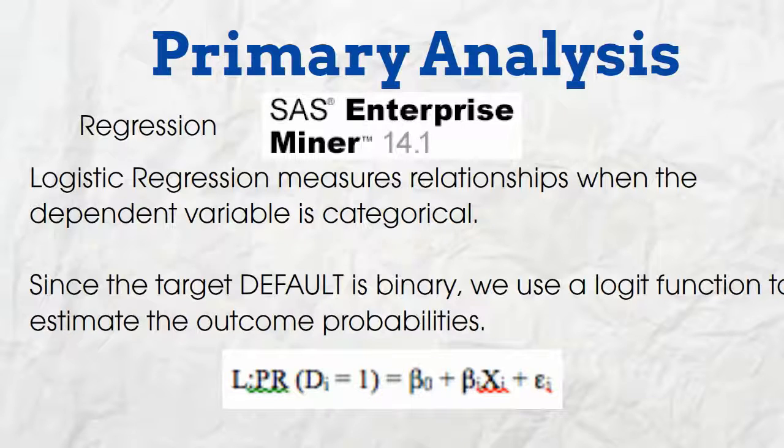Logistic regression measures relationships when the dependent variable is categorical, and since the target default is binary, we will use a logit function to estimate the outcome probabilities. There is a functional form for logistic regression.